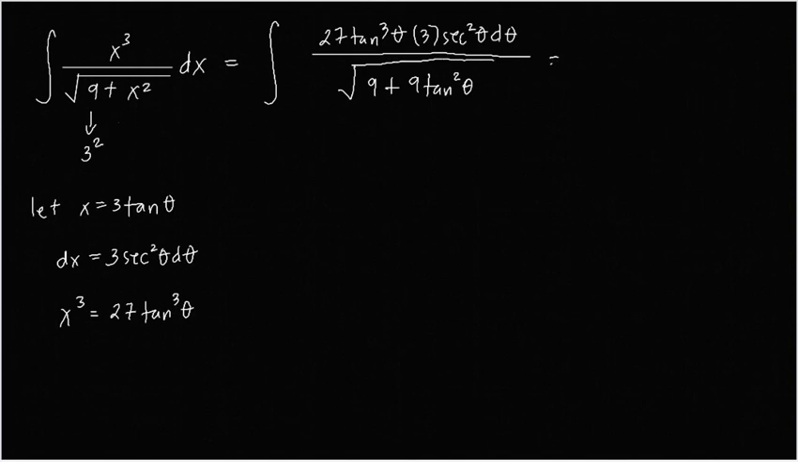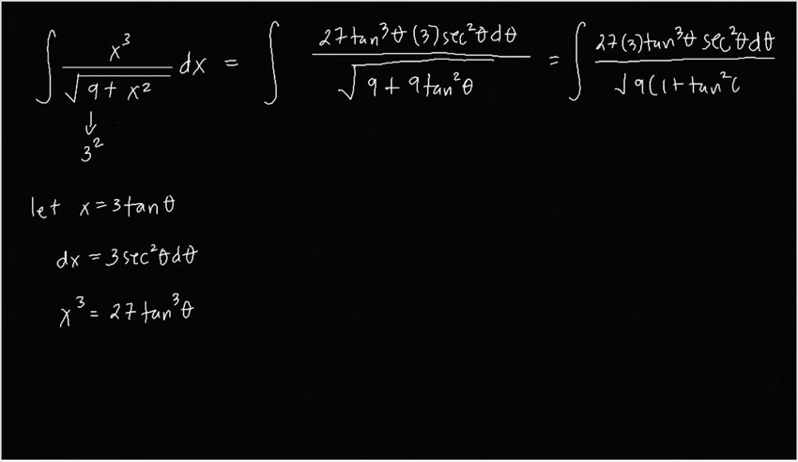Then again, factoring out 9, so we have 27 times 3 tangent cube of theta, secant squared of theta d theta. If we factor out 9 inside, so 9 times 1 plus tangent squared of theta. Then remember that 1 plus tangent squared of theta is secant squared of theta, so we can proceed by evaluating 27 times 3, 81. Tangent cube of theta, secant squared of theta, d theta.